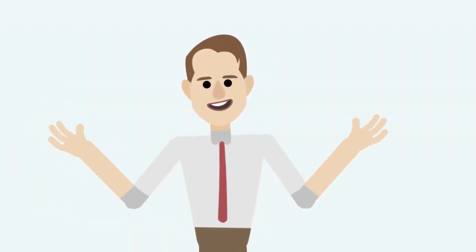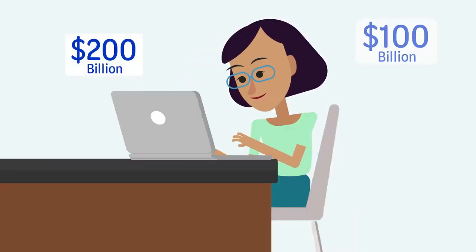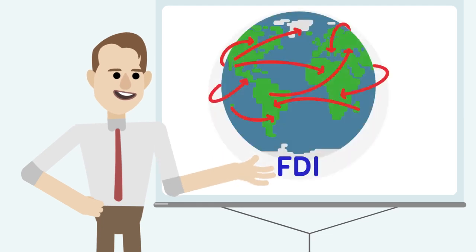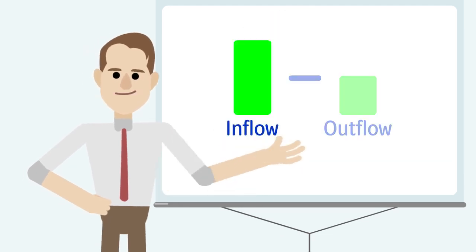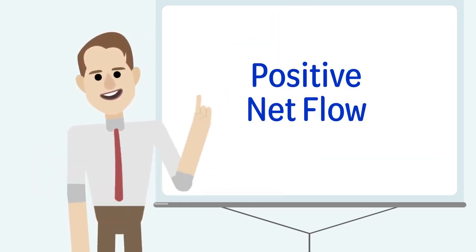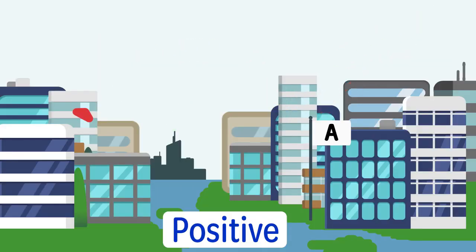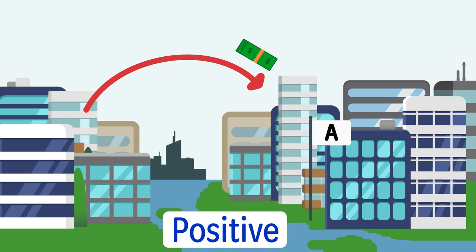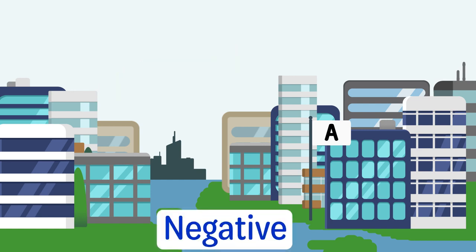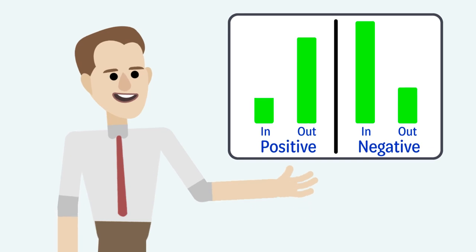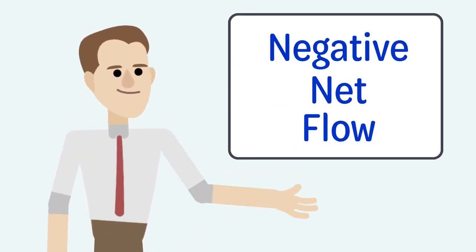Now, you're probably wondering why on earth I just made you sit through all of those numbers. Here's your answer. The net flow of FDI is basically the inflow minus the outflow. A positive net flow means that companies in country A invest more money abroad than foreign investors invest in country A. A negative net flow means that companies in country A invest less abroad than foreign investors invest in country A. This chart shows that most countries have a negative net inflow.